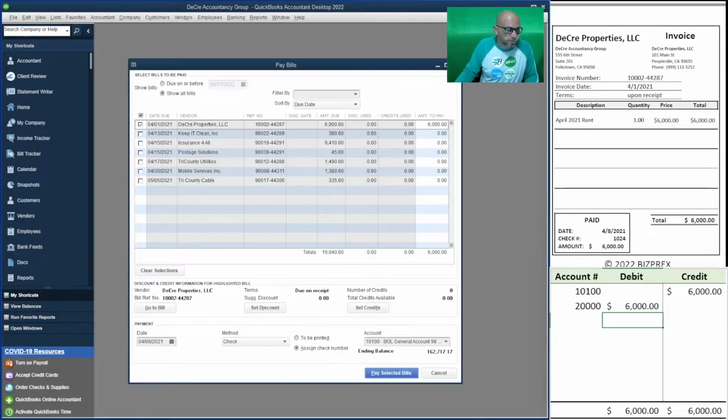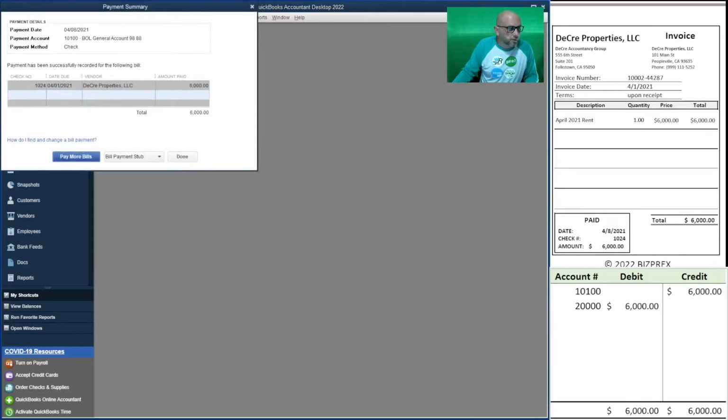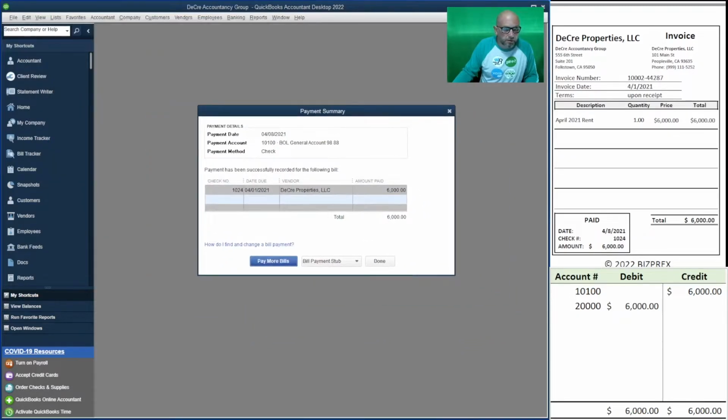So, pay selected bill. In this case, we will assign check number. It's asking us for check number 1024. Done. So there it is. We can pay more, but again, this 6,000 right here is a debit to account 20,000 and a credit to account 10,100. However, only account 10,100 is shown here. That's a feature of QuickBooks, not a big deal as long as we know.